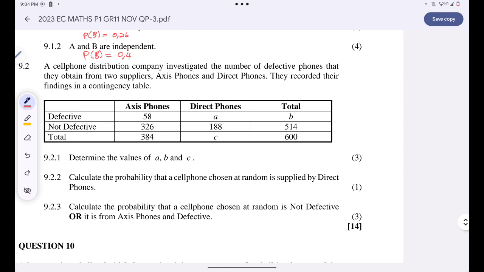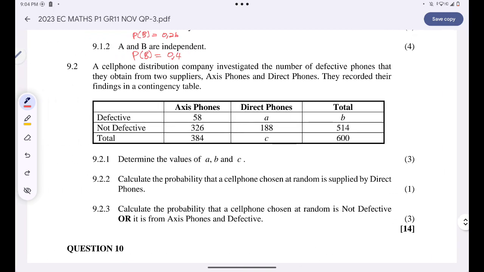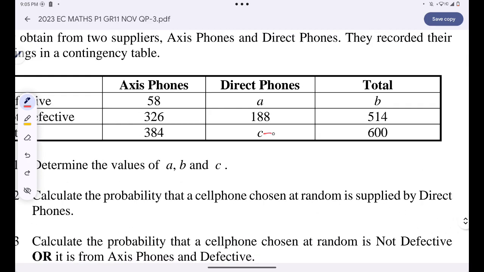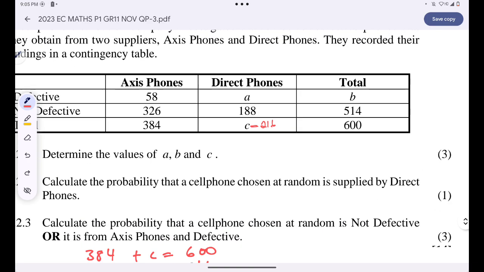We can find C and B easily. Why? Because they are totals. I know that 384 is the total for Axis Phones plus C, which is the total for Direct Phones, must give us the total number of phones, which is 600. So the value of C will be just 600 minus 384. This would give me 216. So I now know that C is equal to 216.